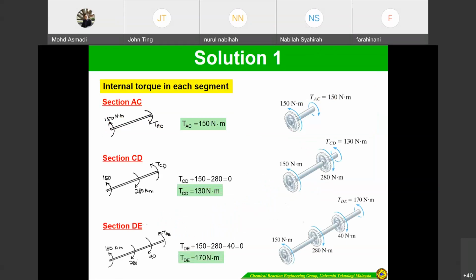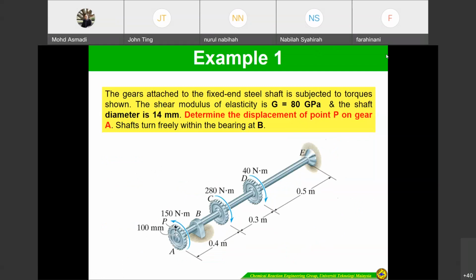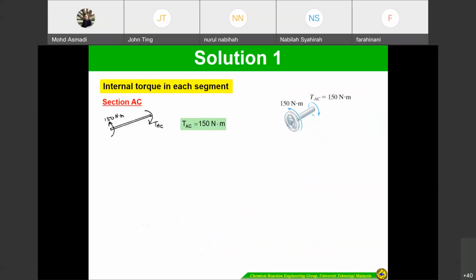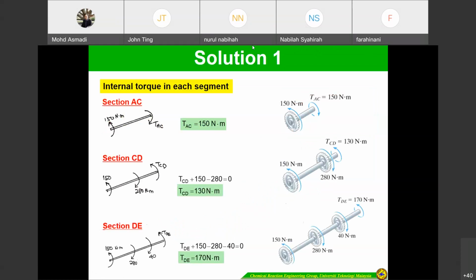Okay, so this is this one. We start from this side, because this is a fixed point. Generally, we start from point A, because that one is fixed. So based on the moment equation of equilibrium, this one is counterclockwise, and this one is clockwise, TAC. So we can get the same value, equal but opposite, right?